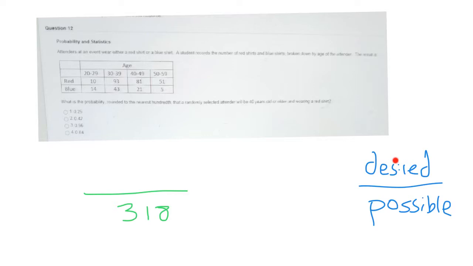All right. Now, let's get clear on the desired outcome. In other words, the specific outcome that we are analyzing right now. And that is, we want to look at a randomly selected group of attenders that will be 40 years old or older and wearing a red shirt. Well, it's a red shirt, so we know it's going to be this row, and then it's 40 years old or older, so that's going to be this cell and also this cell. That's the tricky thing about this problem. You want to make sure you include this cell too, because the people who are 50 to 59 years old, well, that's 40 years old or older, right? So this is going to be 81 plus 51, which is 132. And then you would just divide that, come up with the decimal version of that, and that's going to give you the answer.